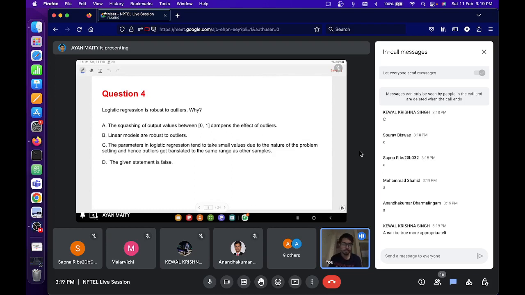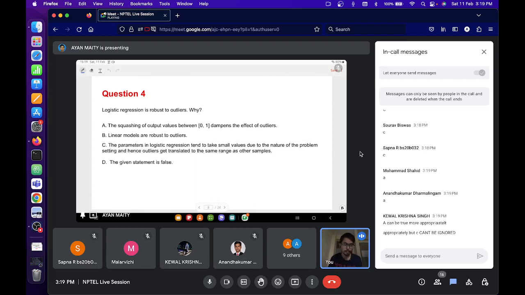So the correct answer is A. Muhammad Shahid has written A, Anand Kumar has also written A, Cable has written A. Yeah. A is the actual reason: we are applying the sigmoid function, so even if some outliers or noise points are present, the effect of those points becomes much smaller because of the sigmoid function, and the output range is 0 to 1 only because of that. So the effect of the outliers becomes much smaller in this case.